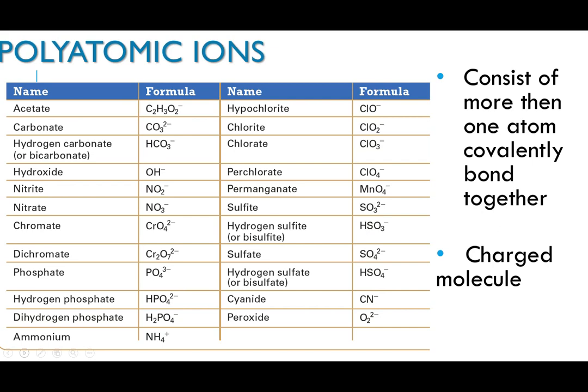What's an ion? Well, that's a charged particle, right? So these are groups or packets of atoms that come together, and for whatever reason, this packet of atoms carries with it a charge, okay? So here is just a table of common polyatomic ions from your textbook.